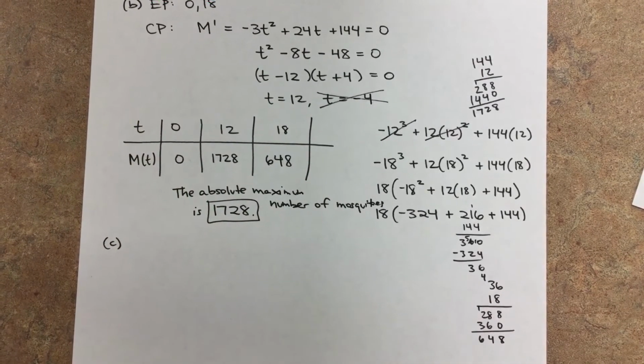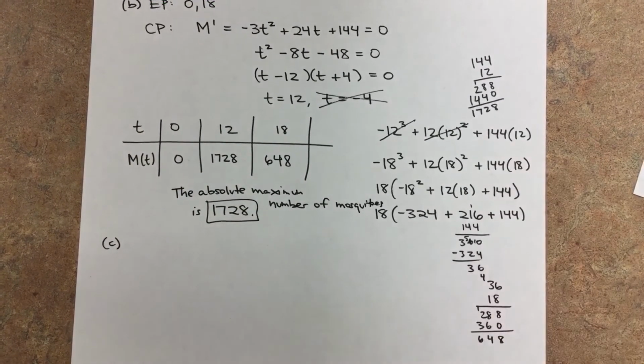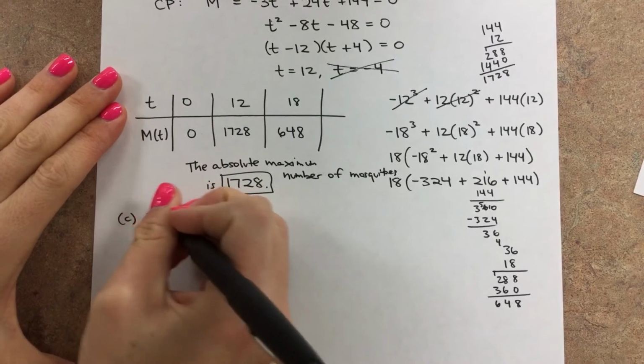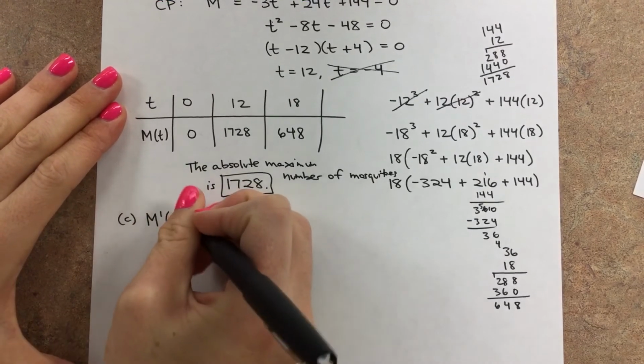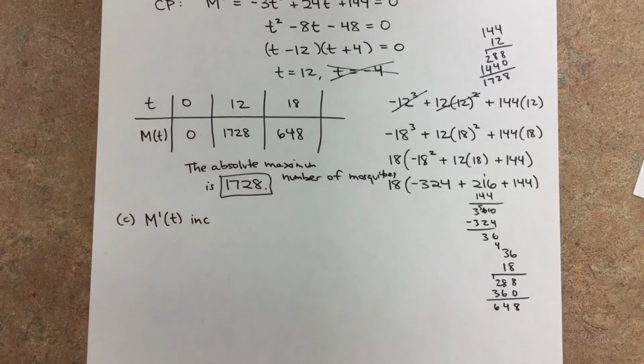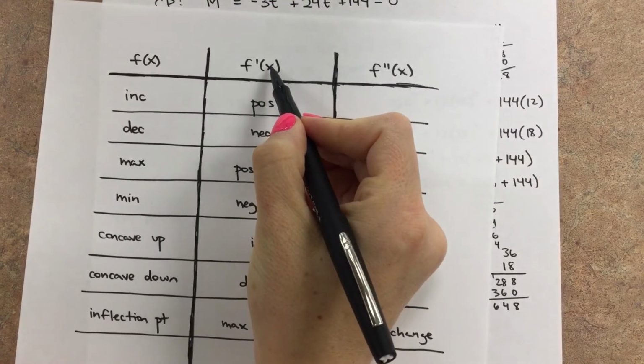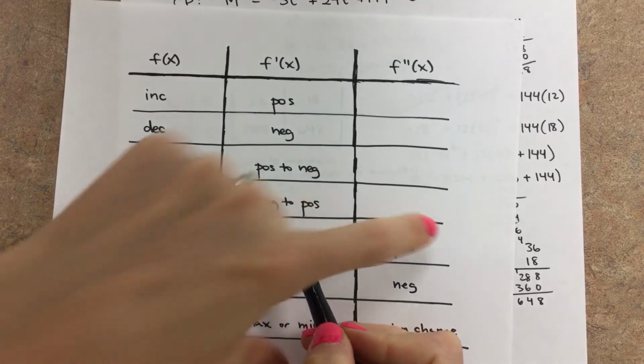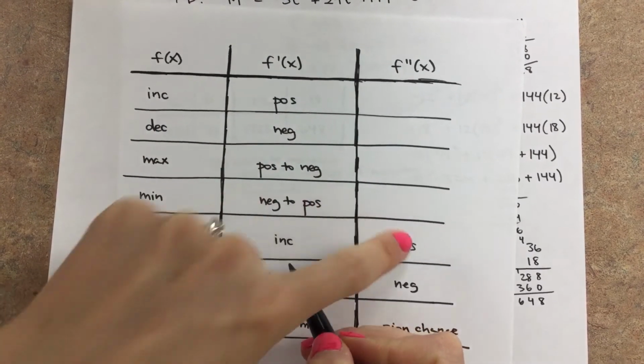Part C says, for what values of t is the rate of change of the number of mosquitoes increasing? So they want to know, when is the rate of change increasing? Okay, I'm going to bring back our handy little chart. If we want to know when the rate of change is increasing, we could either look at this or this. This is really tough to prove. We're going to show this.